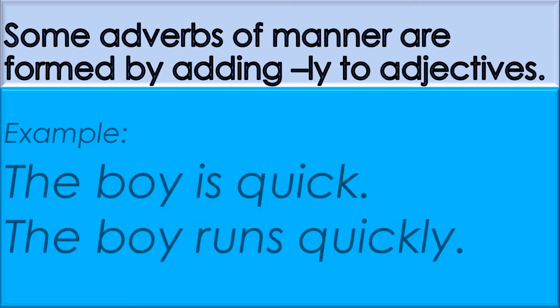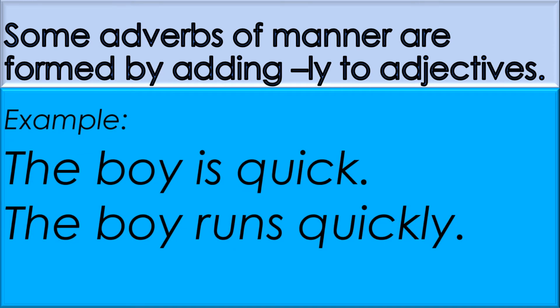Another example is the boy is quick. The boy runs quickly. Okay, what did you observe? The first sentence, the adjective is quick. To make it adverb of manner, it becomes quickly. Okay, do you understand?